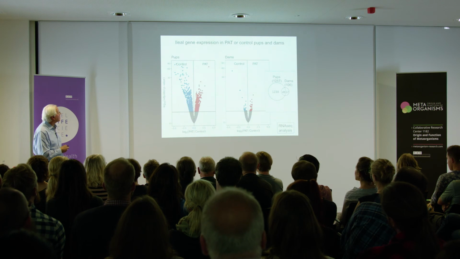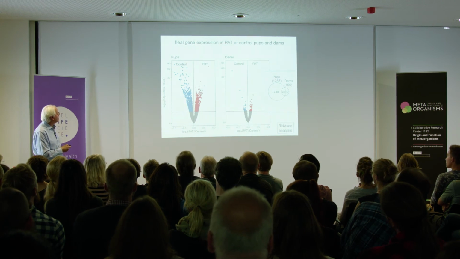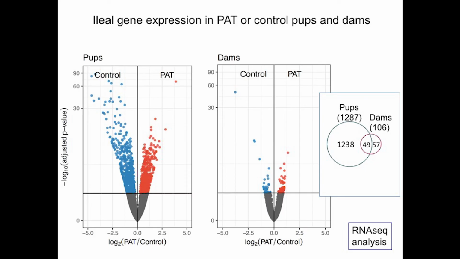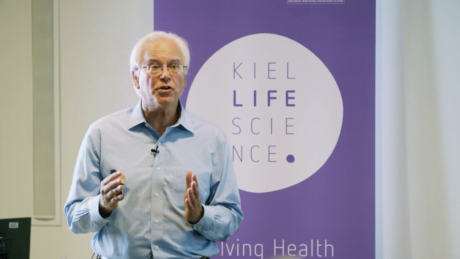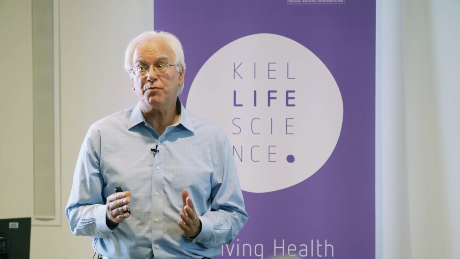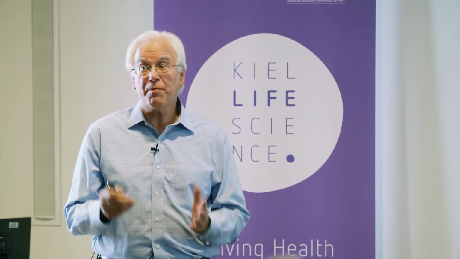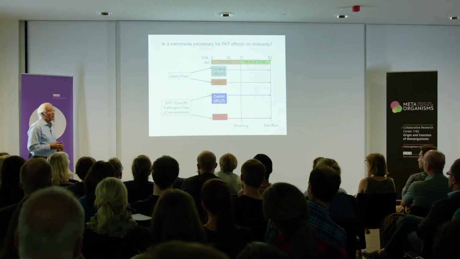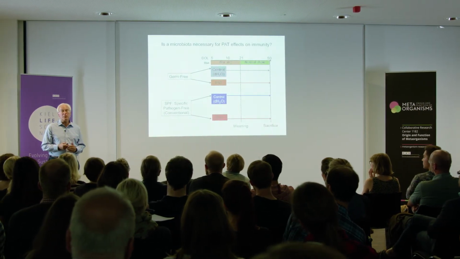And here are volcano plots looking at ileal gene expression in the dams. This is 40 days after they got the antibiotics. We see that there are 106 genes that are differential. But in the pups, who were exposed at the same time, there were 1,300 genes that were differential. So the same kind of exposure had a much bigger effect on gene expression of the pups, who do not have a mature immune system. The perturbation is greater. So the question is, is that an antibiotic effect or is it a microbiota effect?